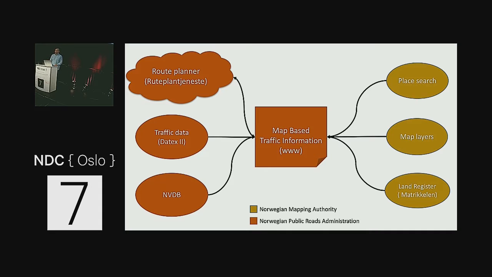And on the right side, you have the Norwegian Mapping Authority with their place search and the land register, which we used for searching for addresses and places. We did a mashup service of those two. And the last one was the mapping layers, both aerial photographs and the raster maps.